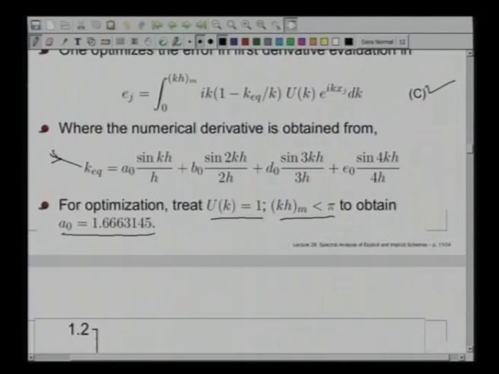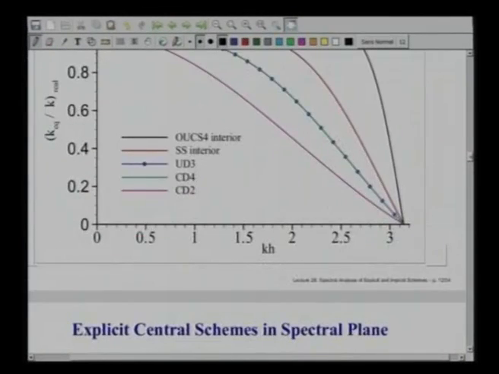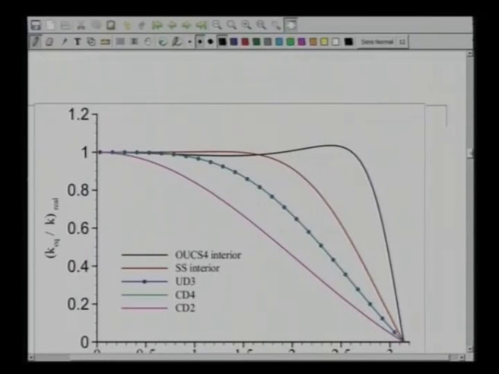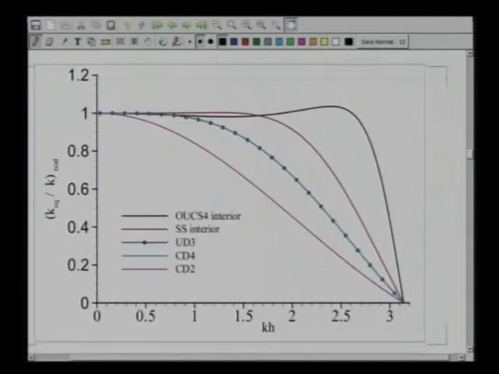Okay. So, we have now introduced some schemes here, and they are essentially plotted here. What you are seeing is a host of methods. The purple color is the CD2 method that gives you that k equivalent by k. It is the performance parameter, right. Ideally, we want it to be equal to 1. And what we are noticing here is that the CD2 scheme falls off from the ideal limit for a very small value of k h itself.